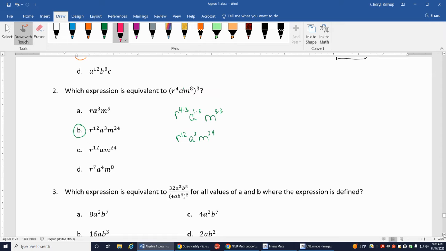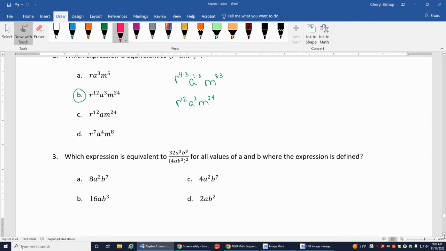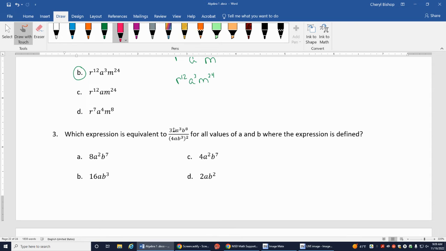Next example. So when we're dividing, it works a little bit differently. On number 3, notice my denominator has what we just did, right? So I need to make sure I'm going to have 4 to the second power, a to the first to the second power, b cubed to the second power. So I'm going to write my numerator, 32 a cubed b to the 8th, over, and then it's going to be 4 squared, a to the first, raised to the second power, and b to the third, raised to the second power.